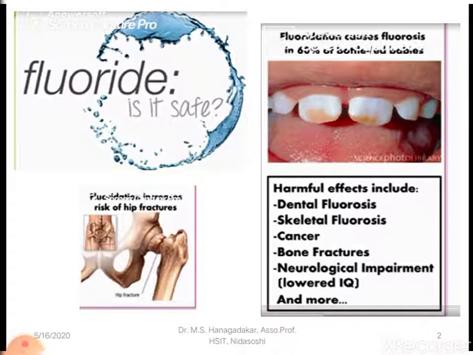Let us discuss one of the components, that is fluoride. If it is present in water, is it safe for human beings? Let us discuss the harmful effects due to the presence of fluoride in water. The harmful effects caused by the consumption of fluoride-containing water are as follows: dental fluorosis, skeletal fluorosis, cancer, bone fractures, and neurological impairment. It means lowering of your IQ, that is intelligence quotient.